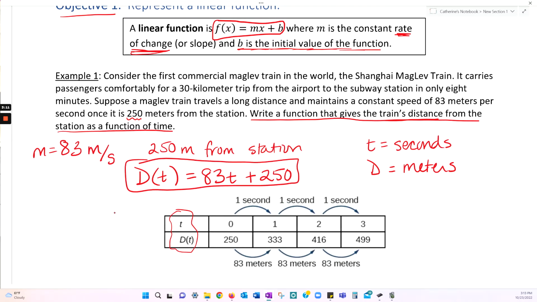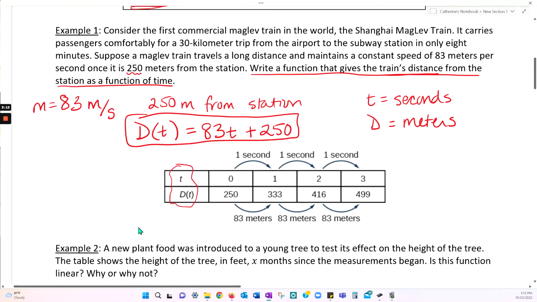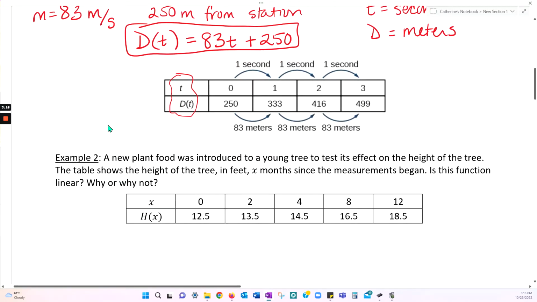And so if you look at a table of a linear function, it's always going to show you this constant change. So if you increase your independent variable, what we think of as the x, but in this case t, by 1, this distance increases by 83 meters per second. So if we increased by 2 seconds, it would increase our distance by whatever 83 times 2 is. 166. Is that right?